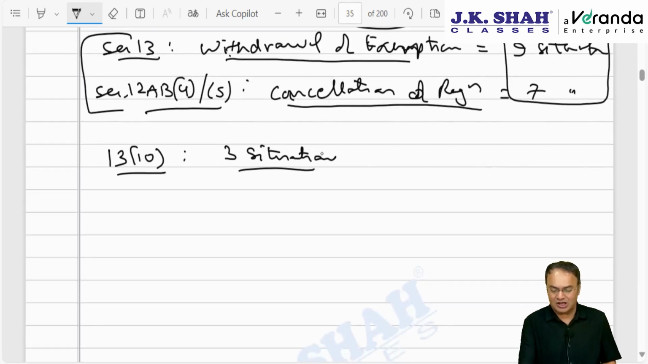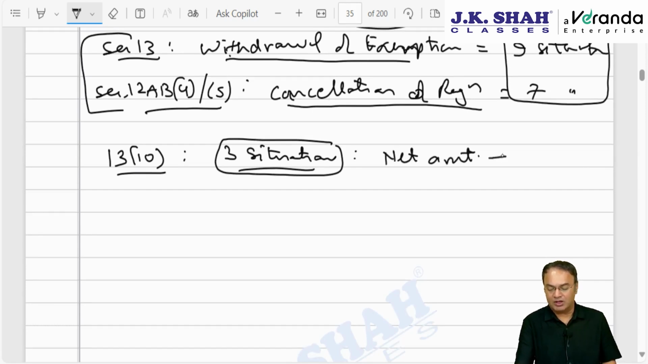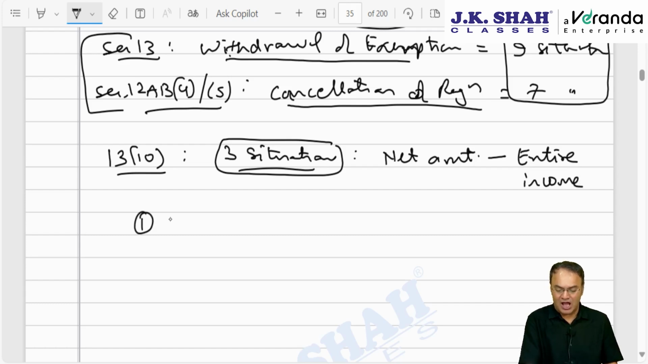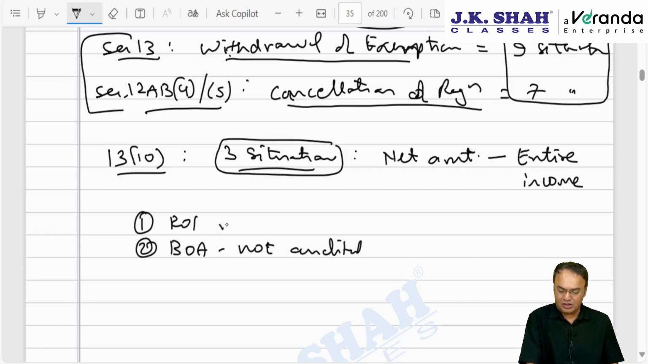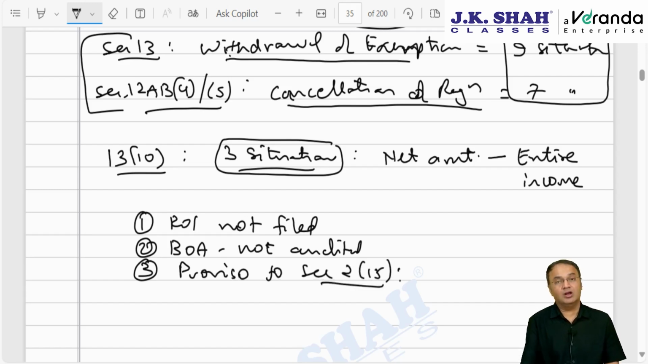But in 13 subsection 10, 3 situations which we had discussed last time, here what will be taxed will be net income, net amount will be taxed, but here in these 3 situations, entire income of the trust is taxable, entire income. Which 3 situations? Number 1, IT return not filed. Number 2, books of accounts are not audited. Not audited, IT return not filed, books of accounts not audited. And third situation, whenever proviso to section 2 clause 15 gets attracted. Proviso to section 2 clause 15 means trust is set up under the last category out of 6 categories.